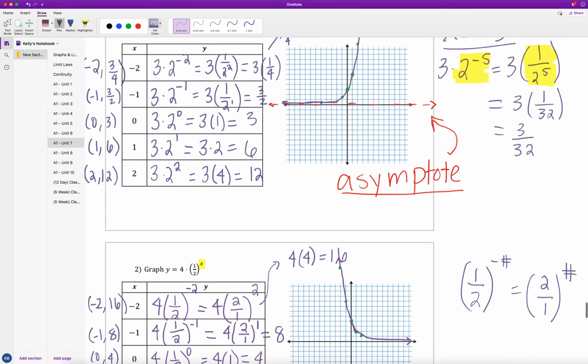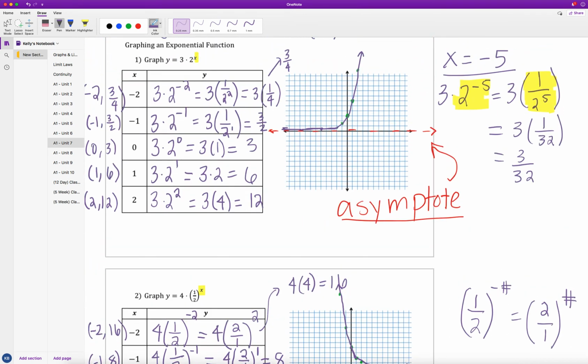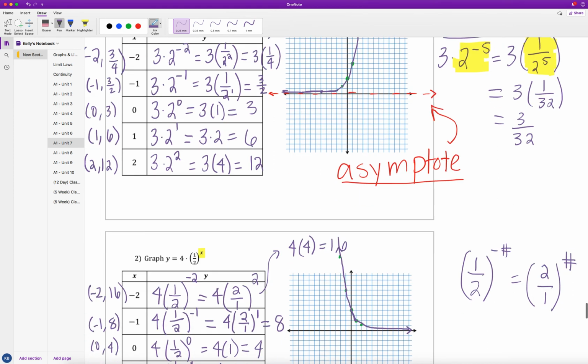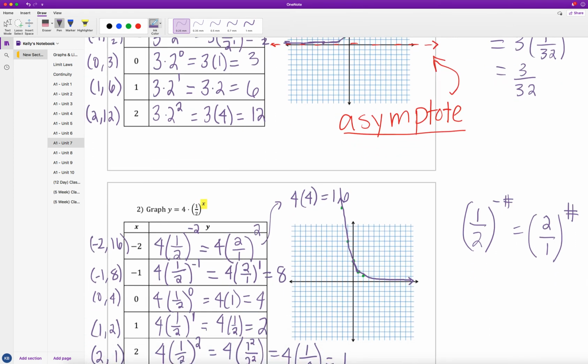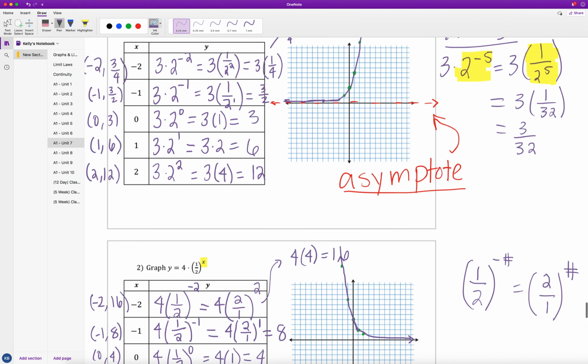If I compare our first two examples, in example 1, it started close to the x-axis and grew over time, versus in example 2, it did the opposite. It started really high and then it got smaller over time. These are both examples of exponential functions, but they're actually two different types of exponential functions.